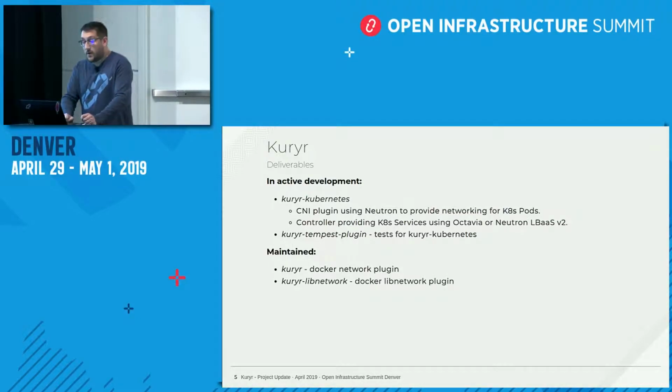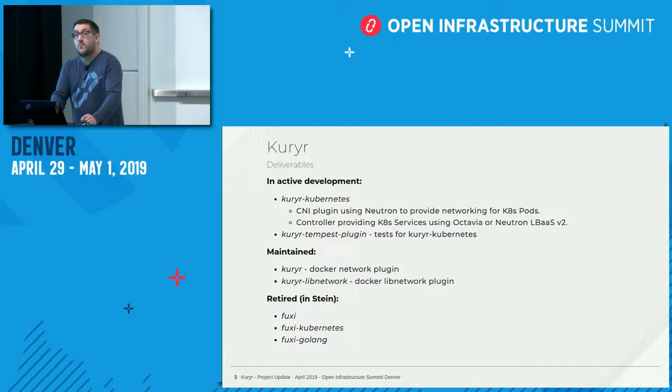We also have 2 projects in maintenance mode, which are Kuryr-libnetwork and Kuryr-lib. Basically, Kuryr-lib is a library that we use to provide the Docker networking plugin, and Kuryr-libnetwork is just a libnetwork plugin. So this is basically maintenance mode, and besides the stable branch, it doesn't get updated too heavily at all.